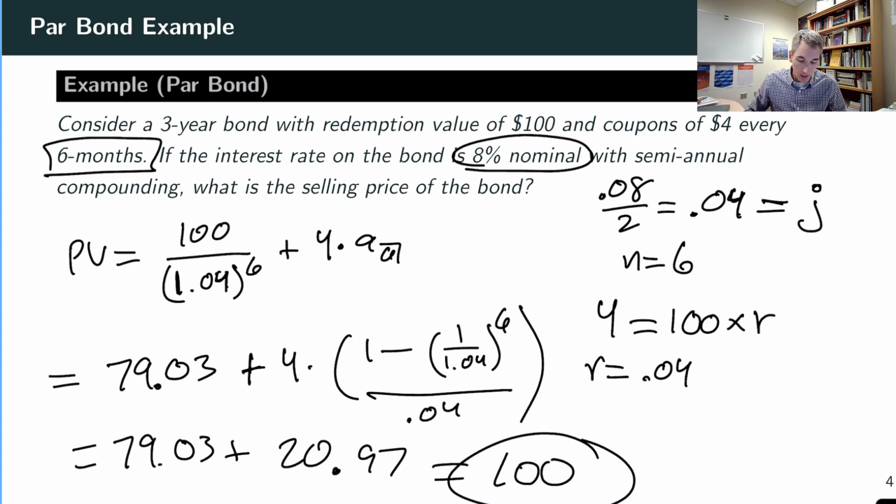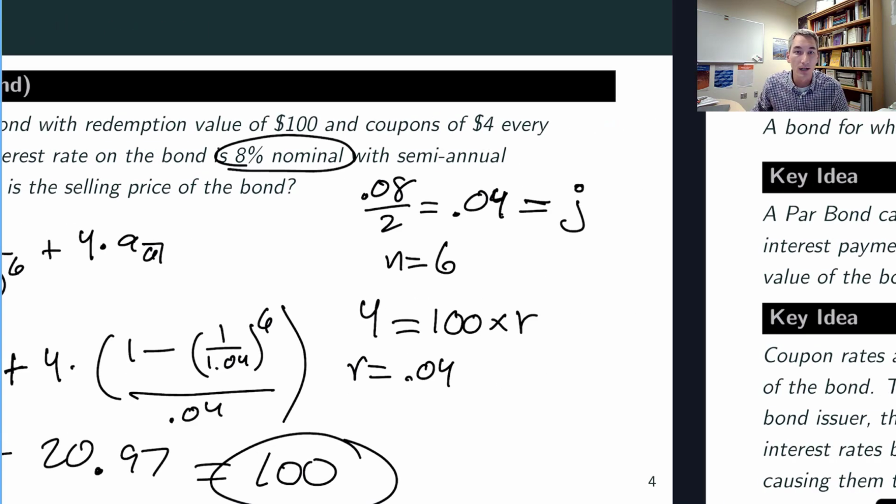All right? And so the definition of a par bond is exactly what I said. A bond for which the coupon rate is equal to the interest rate is called a par bond. A par bond can be thought of as an interest-only loan where the coupons function as interest payments. In the case of a par bond, the price of the bond matches the face value of the bond. In this case, we do want the face value to equal the redemption value.